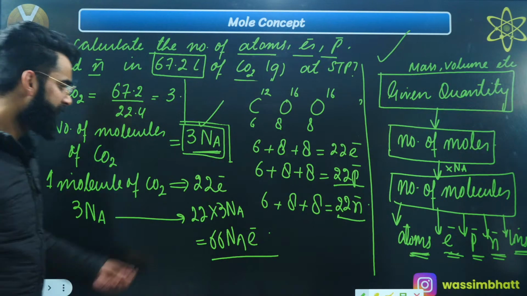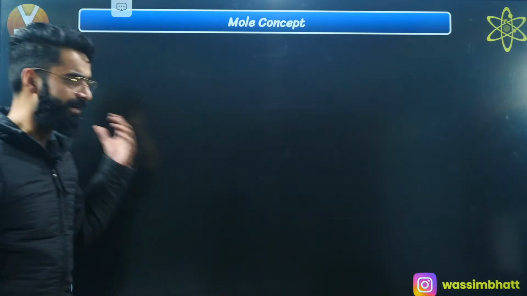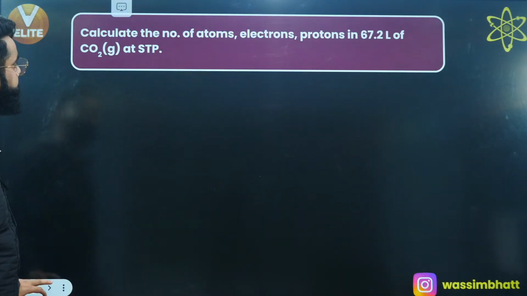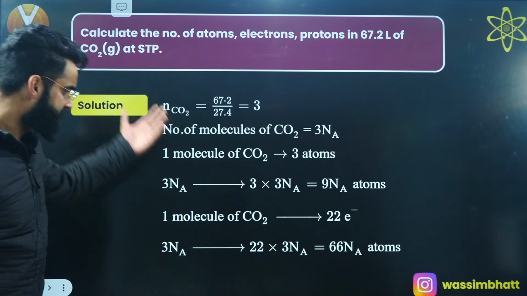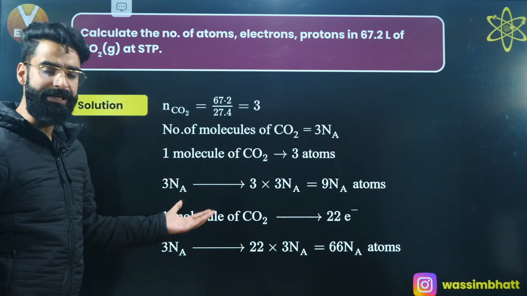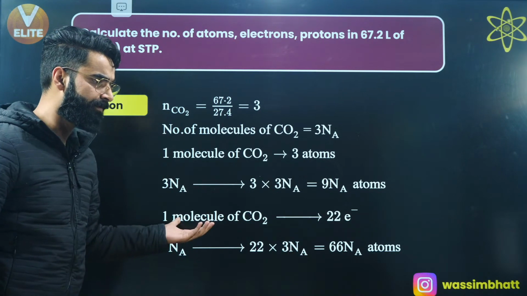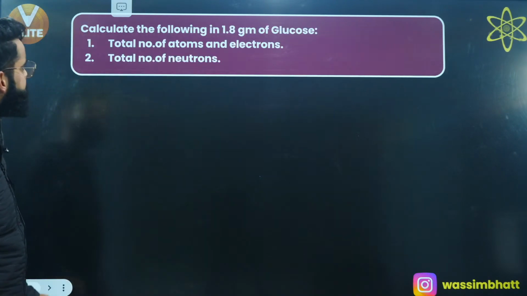All right, so let's move on. Let's try to do one more question so that it completely gets clear to you, yeah? This was the question which we solved, and this is its solution which you are going to get in the Telegram group in the form of PDF. Let's try to solve one more.